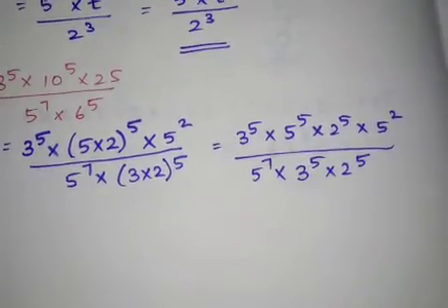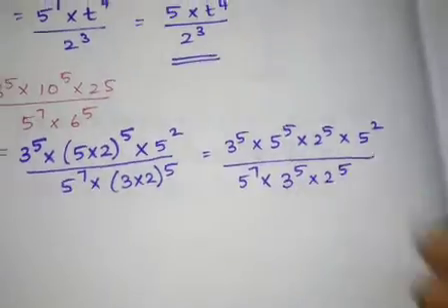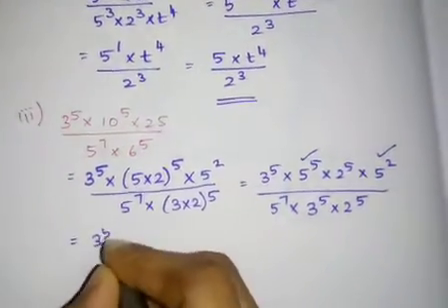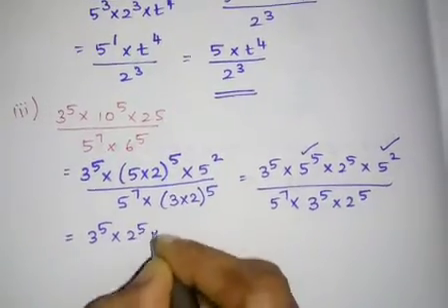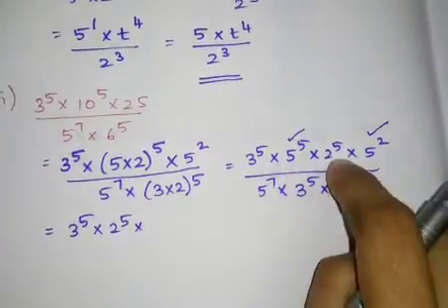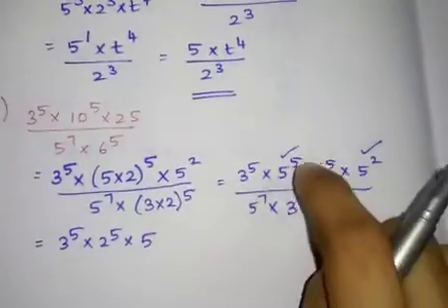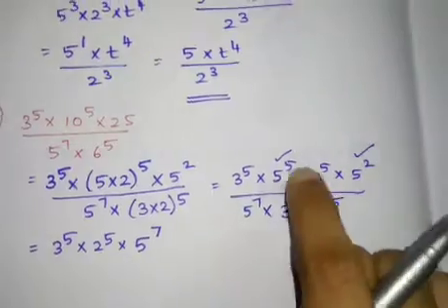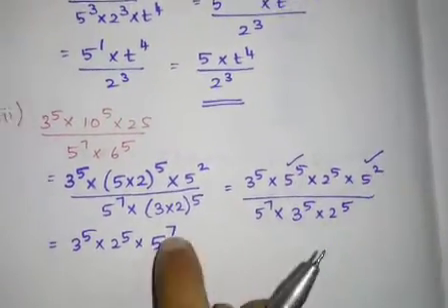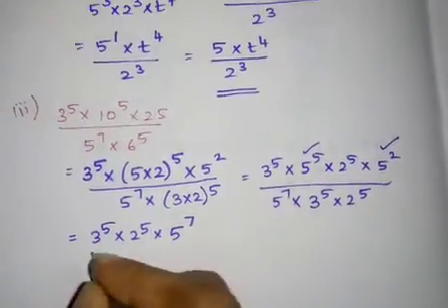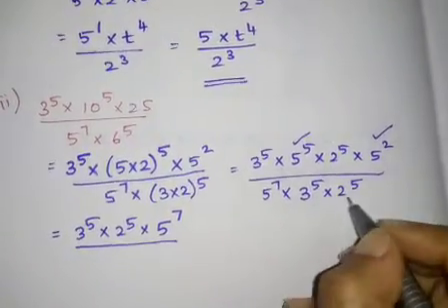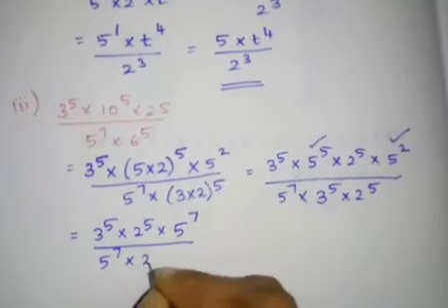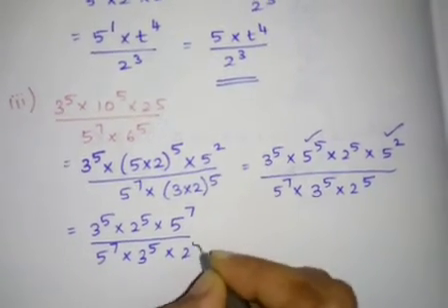Now what should we do? Check whether there is a pair to make. Yes, these two have the same base. So in the numerator, 3 power 5 into 2 power 5, first I will write it, because they don't have any pair. 5 power 5 plus 2, same base, so add your powers: 5 plus 2, 7. So 5 power 7 is the answer. Next, is there any pairing to be done here? No. So 5 power 7 into 3 power 5 into 2 power 5.